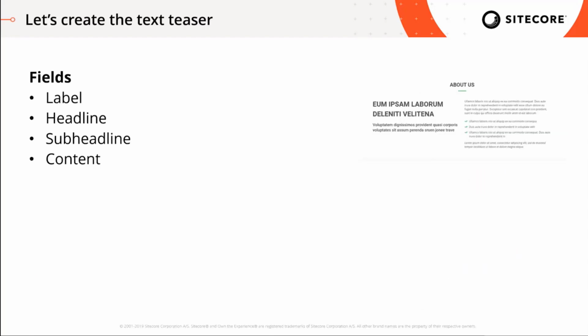So let's create our first component, which is the text teaser. We have the field label, which is the one saying "About us" here on the very top. Then we have a certain headline, a sub-headline here, and then some kind of rich text with some lists and whatever a rich text can do. So let's get into the demo.